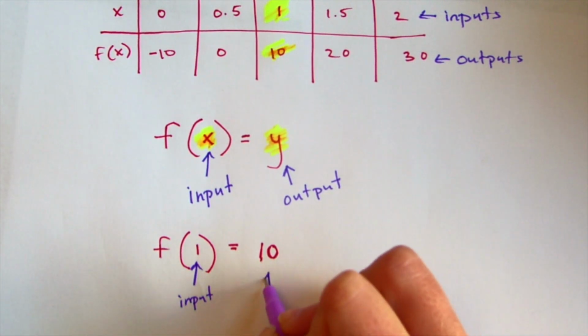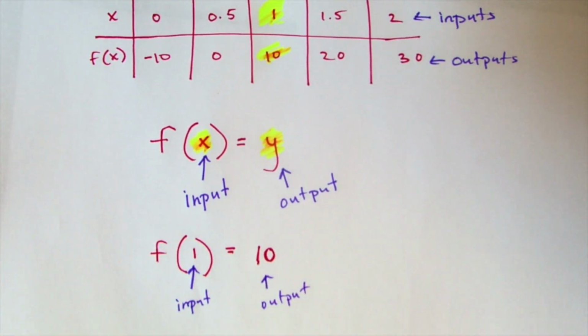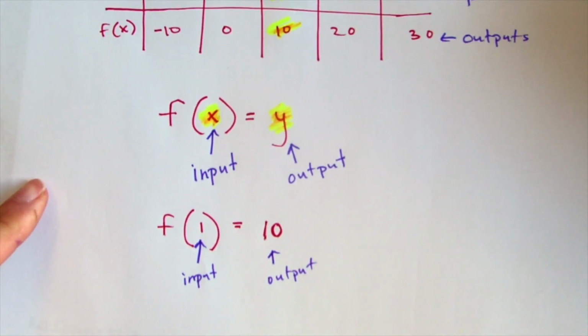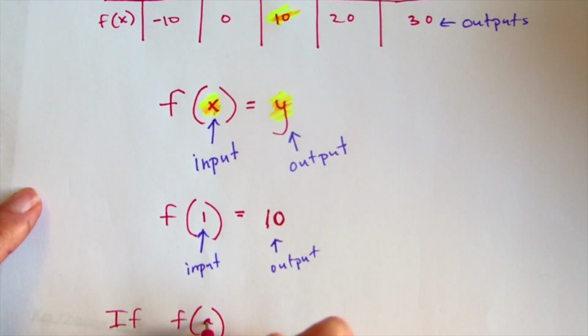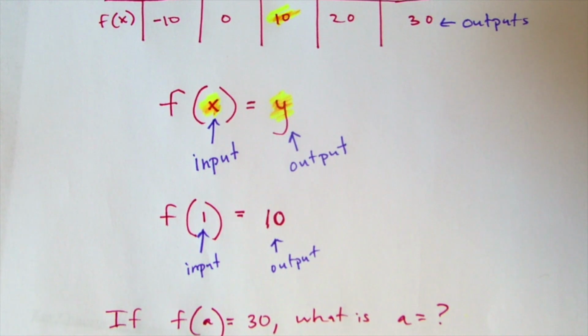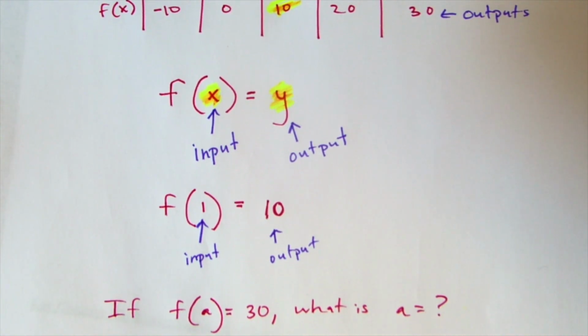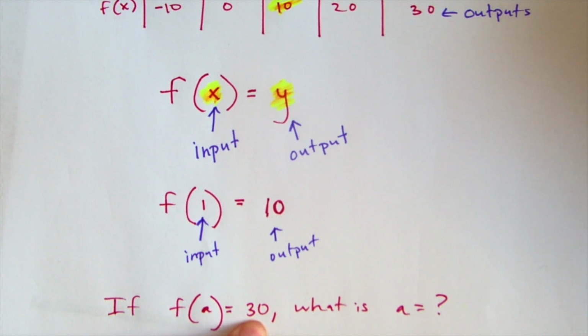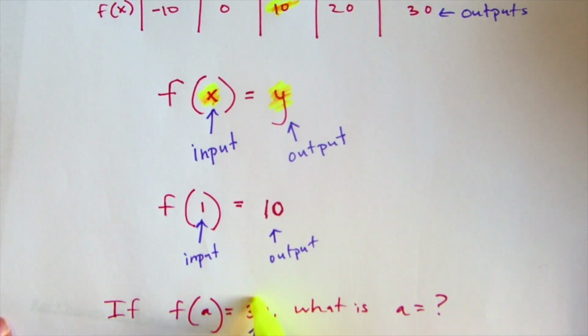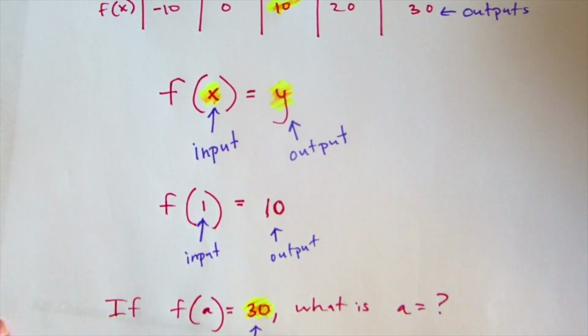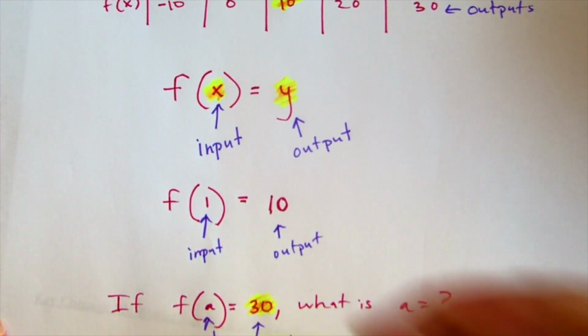We also saw a structure of a problem on your quest in class where I would say, like, if f of a is equal to 30, what is a equal to? Okay, so this is the opposite problem because I'm given my output. I know that my output is 30, and I'm trying to go backwards and figure out, okay, if my output is 30, what could a possible input have been?